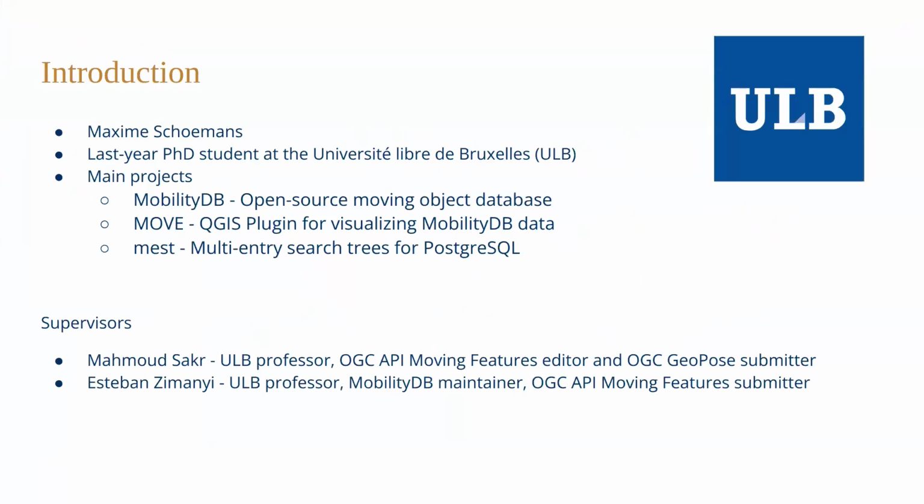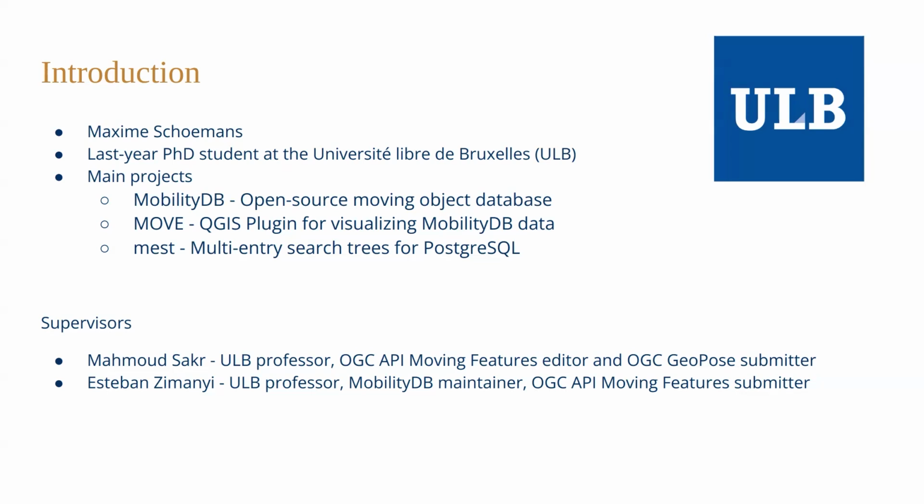So to quickly introduce myself, Christine already did a bit of this. My name is Maxime Schoemans. I'm at the moment a PhD student at the ULB, in Brussels, finishing in a couple of months. During the PhD, I've been working mainly on three related projects. The first one being MobilityDB, which is an open source moving object database built on top of Postgres. And this is also the main topic of today.